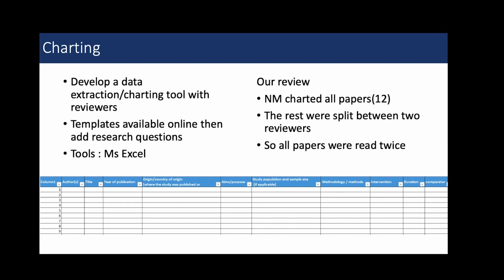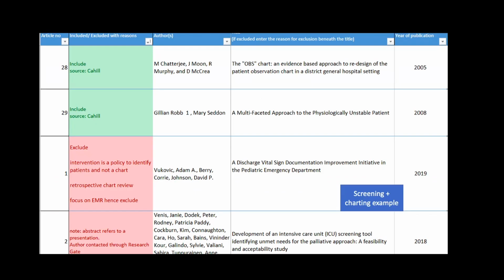I charted all the papers, and then the rest was split between the other two reviewers because I was the primary anyway. So we ended up with all papers being read twice. This was quite useful because there's some things I didn't catch, the others caught, and some things they saw and I hadn't seen. At this point also, we ended up removing some papers for various reasons, and you document those reasons as you go along.